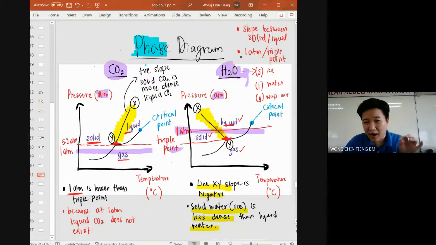And that is the reason why in water, your 1 ATM must be above triple point. Sebab pada keadaan kita, air kita wujud dalam bentuk solid, liquid and gas. So dia boleh duduk di atas triple point. Triple point is a point where all your solid, liquid and gas exist. So apa-apa yang duduk di bawah triple point bermakna dia tak lalu pada liquid, sebab liquid hanya wujud selepas triple point.